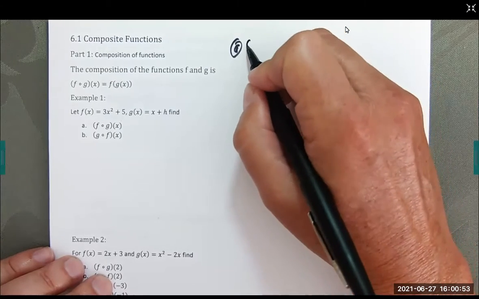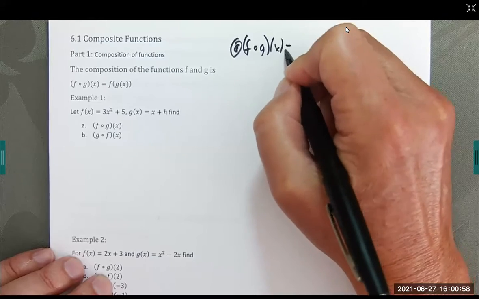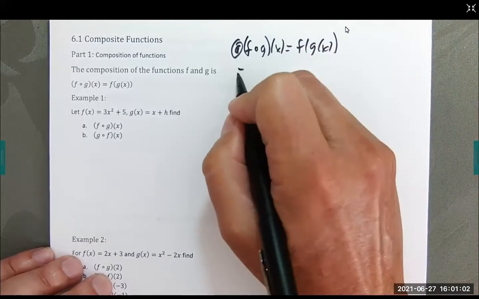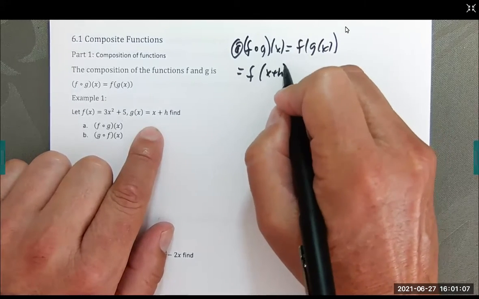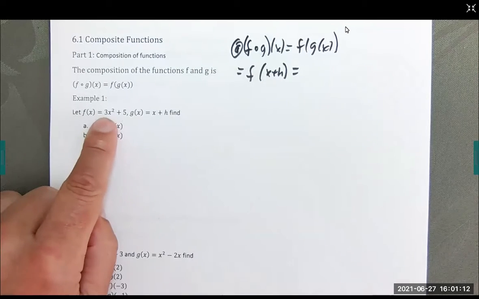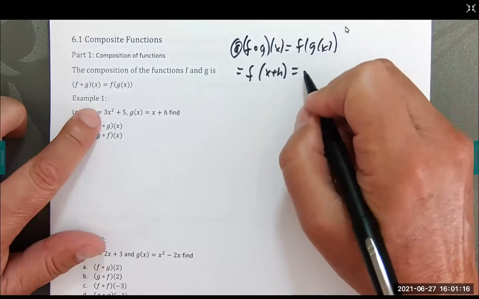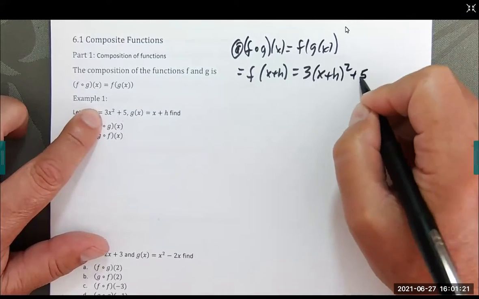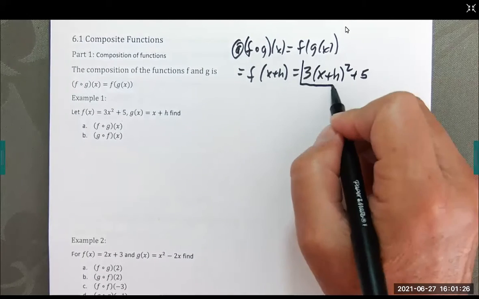So here we go. F composite g of x is f of g of x, which means this is f of x plus h. And what that is going to mean for us is I'm going to now go to the function f, and I'm going to replace that x with the x plus h. So this is going to be 3 times (x plus h) squared plus 5. And we could FOIL that out if we needed to, but for our purposes, this is fine.